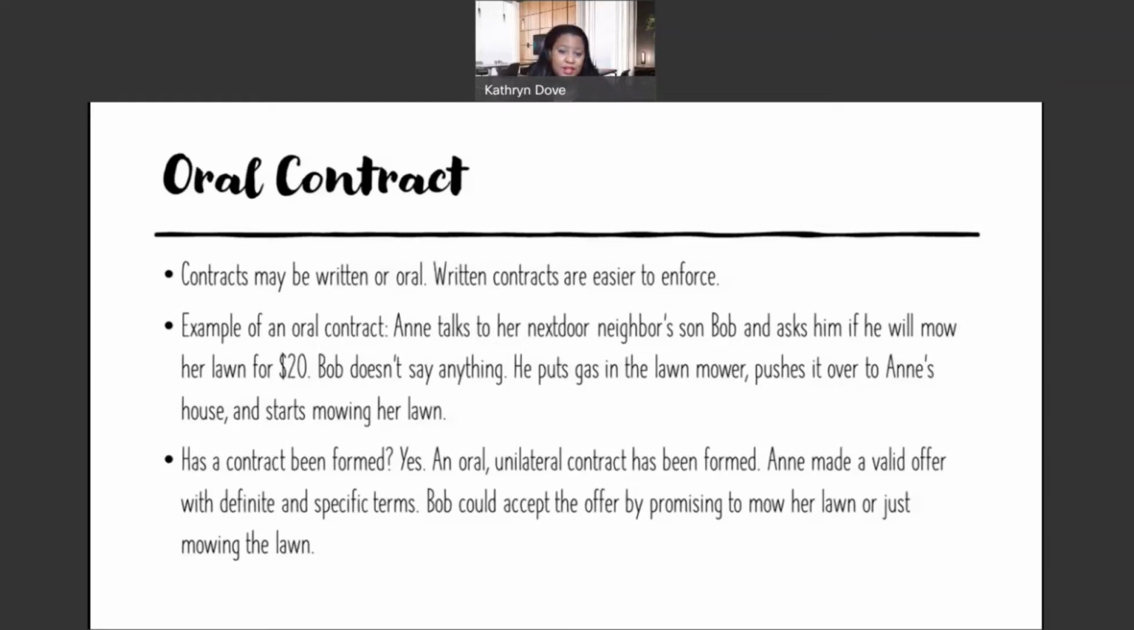If he had said, I promise to mow your lawn tomorrow, that'd be a bilateral contract, because it would be exchanging two promises.